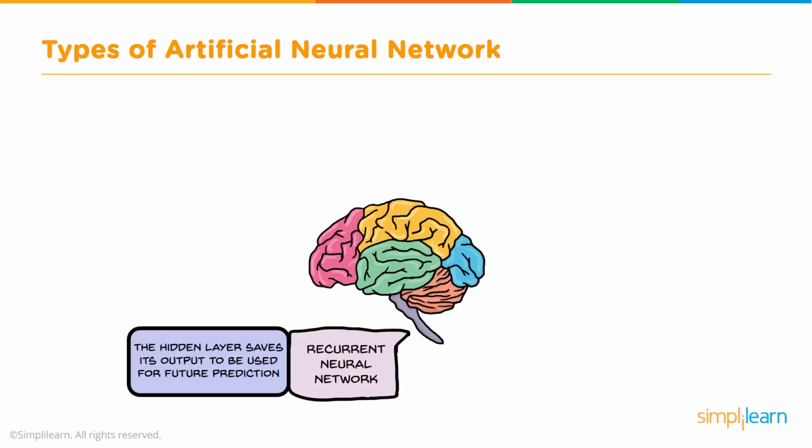The hidden layer saves its output to be used for future prediction. Recurrent neural networks. So the hidden layers remember their output from last time, and that becomes part of the new input. You might use that especially in robotics or flying a drone. You want to know what your last change was and how fast it was going to help predict what your next change needs to be to get to where the drone wants to go.